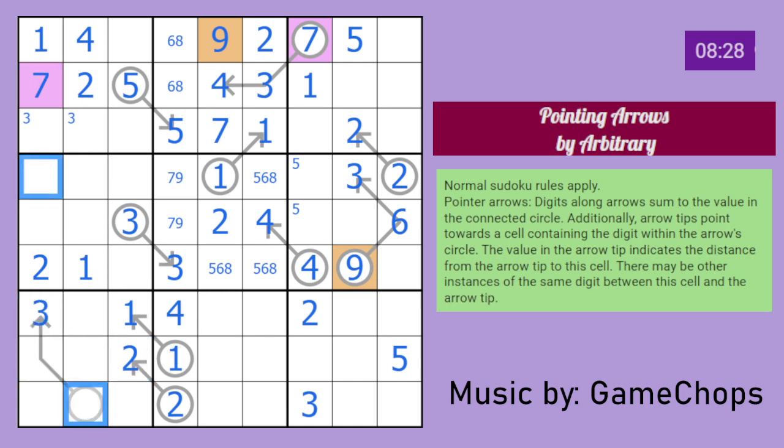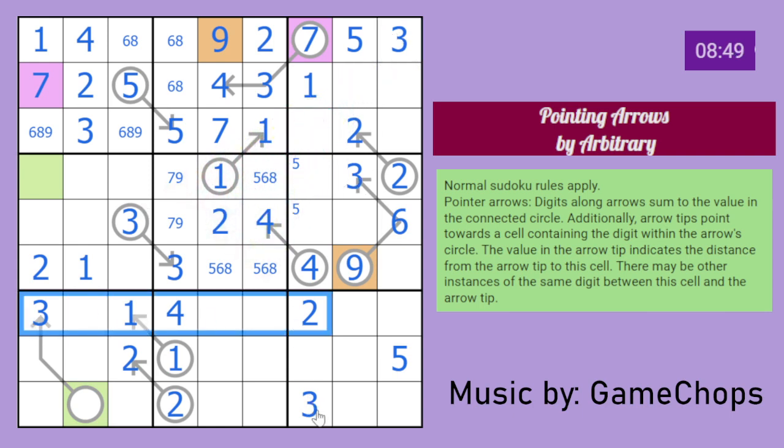So those are the same. I'll make them green. This 3 removes that, so that's a 3. Remaining are 6, 8, and 9. And that can't be a 9. So that is a 3. That is a 3 in the corner. Nice. I've seen a lot of 3s in the corner as well.